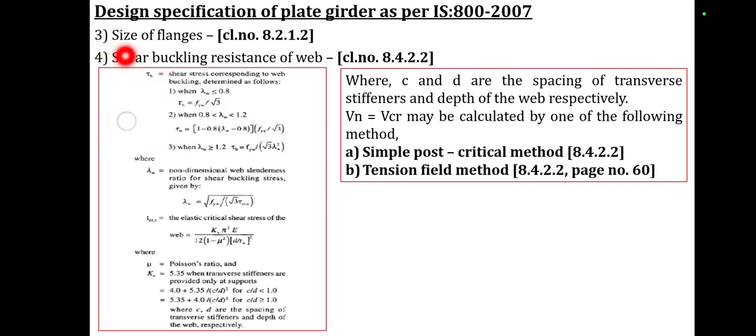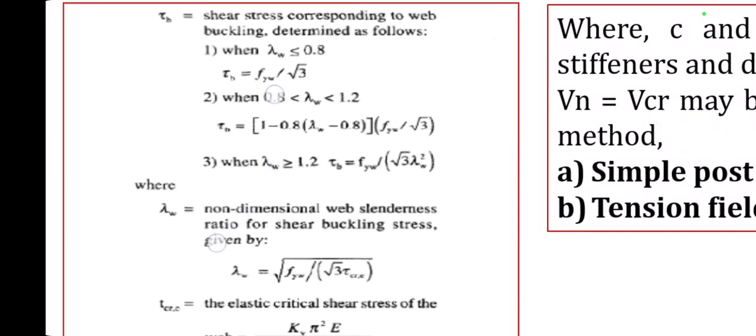Next, the size of the flange. According to clause number 8.2.1.2, we decide the size of the flange, and the shear buckling resistance of the web is from clause number 8.4.2.2. Here tau b, that is the shear stress corresponding to the web buckling, is determined as follows.